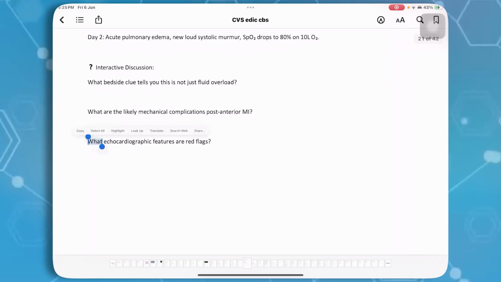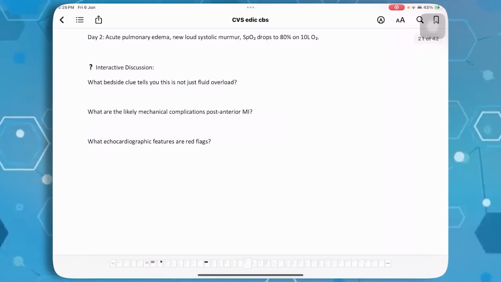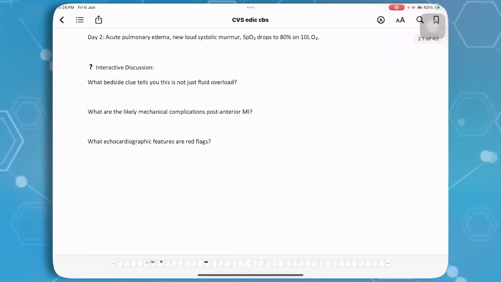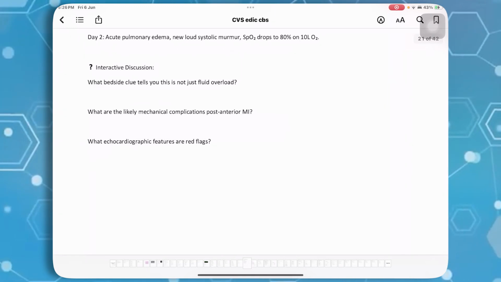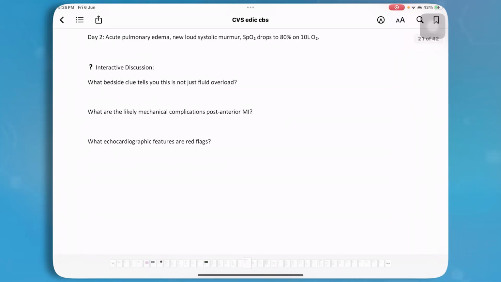But on day 2, in the morning hours, the patient develops sudden acute pulmonary edema. The resident saw the echocardiography. In the previous echo, it was mentioned that the patient has a mild mitral regurgitation.